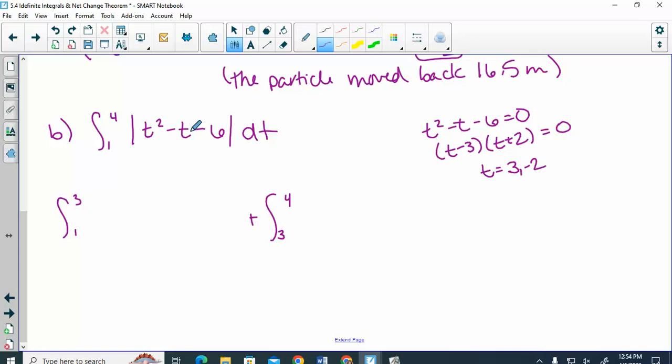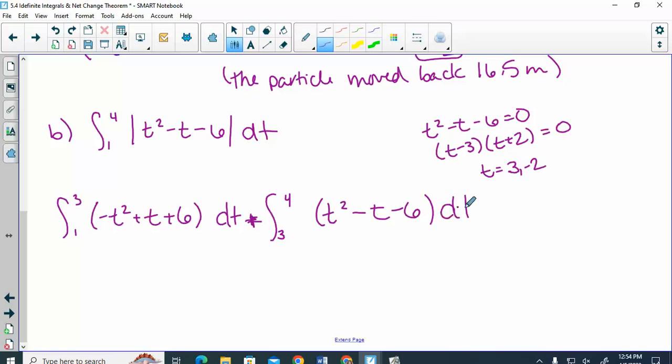Negative. So the absolute value does the opposite. Can I just distribute a negative through all of that? Make it negative t squared plus t plus 6. But if you're between 3 and 4, even if you just plug in a 4, you get a positive answer. So the absolute value does nothing. Essentially what this is telling us is from 1 to 3 seconds we were moving backwards, and then from 3 to 4 we went forwards. So now we integrate. We get negative 1/3 t cubed, plus 1/2 t squared plus 6t.